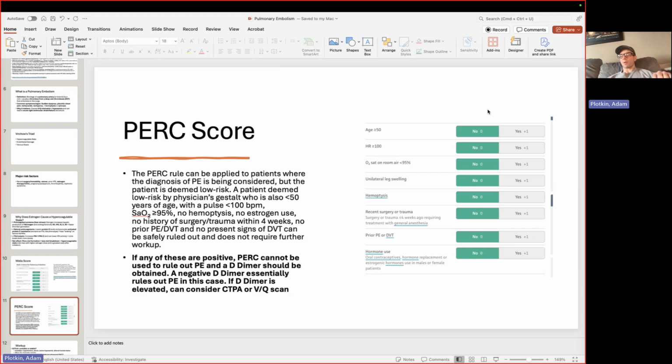If the D-dimer is normal, within normal limits, or it's low, right? Or it's not elevated, we can be pretty certain, okay, this is not a PE, and we look elsewhere, okay? So D-dimer, very sensitive, right?